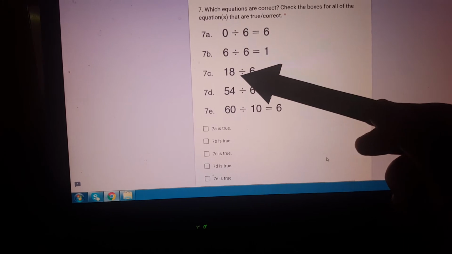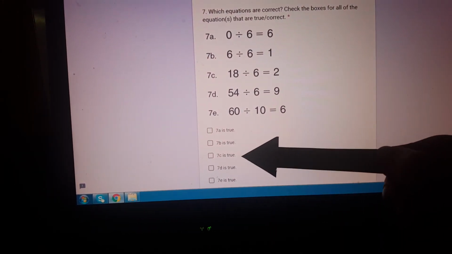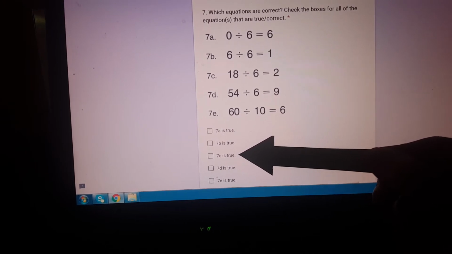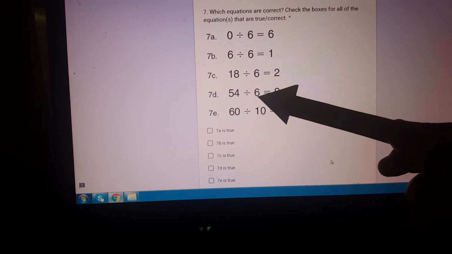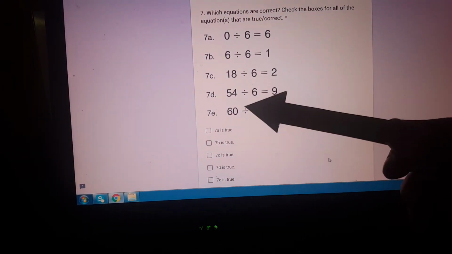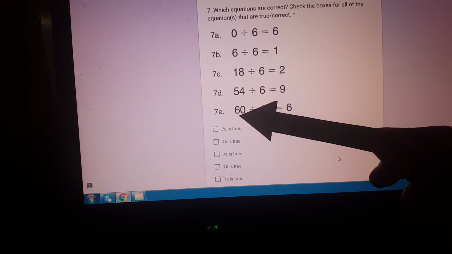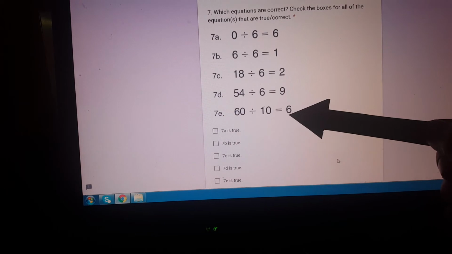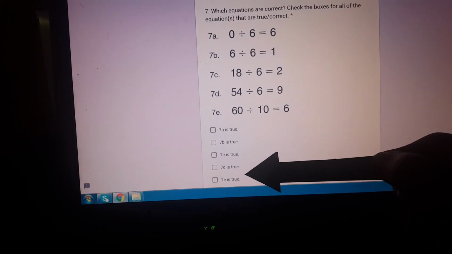7c says 18 divided by 6 equals 2. If that is true, click 7c is true. 7d says 54 divided by 6 equals 9. If that is true, click that it is true. 7e says 60 divided by 10 equals 6. If that is true, click 7e is true.